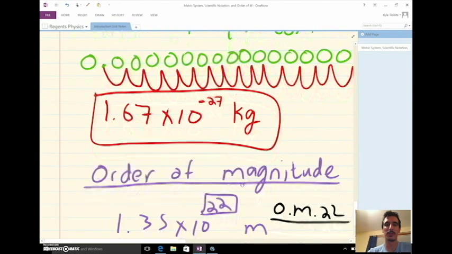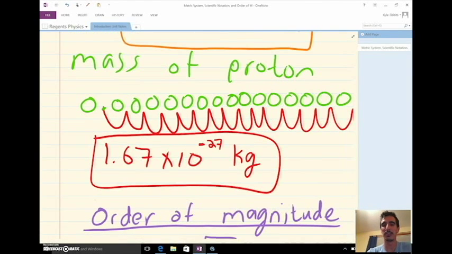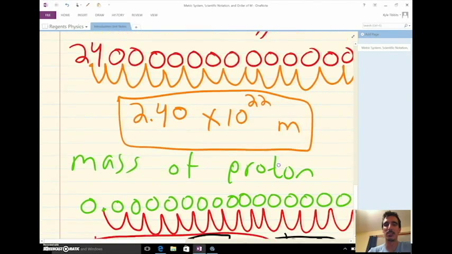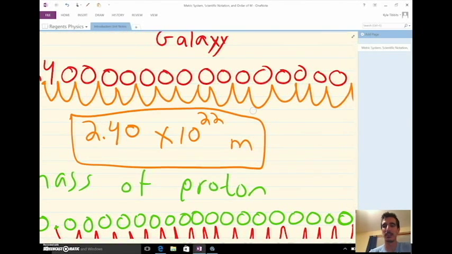Let's look at this one. Mass of the proton. What's the order of magnitude of this? The number above the power of 10 is negative 27. So the order of magnitude, negative 27. And the distance to Andromeda Galaxy. Why don't you try that one on your own? Hopefully you got 22. Very good.